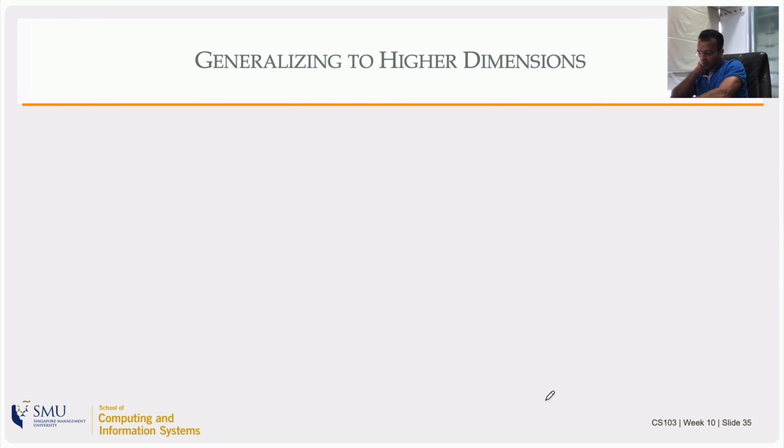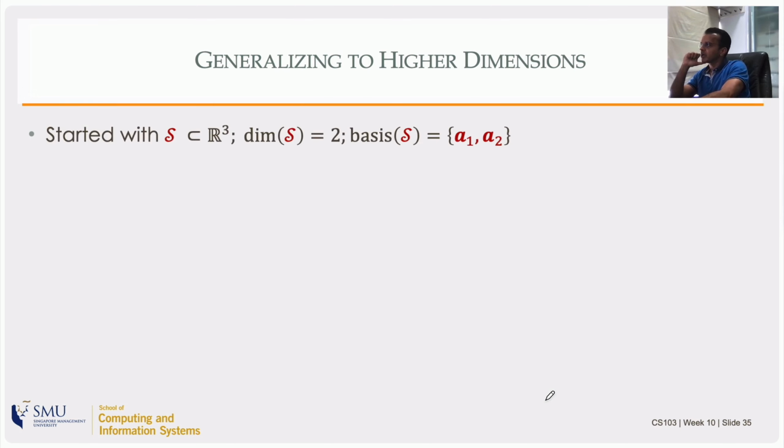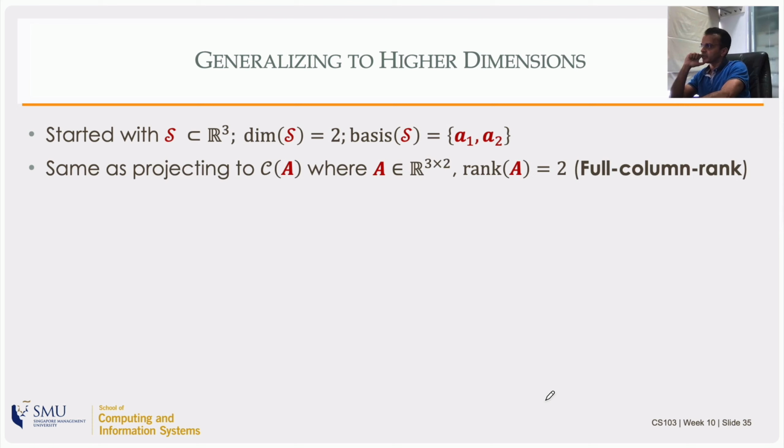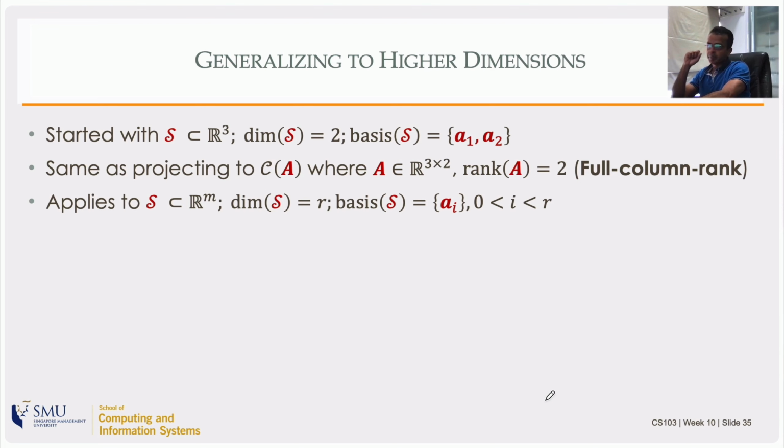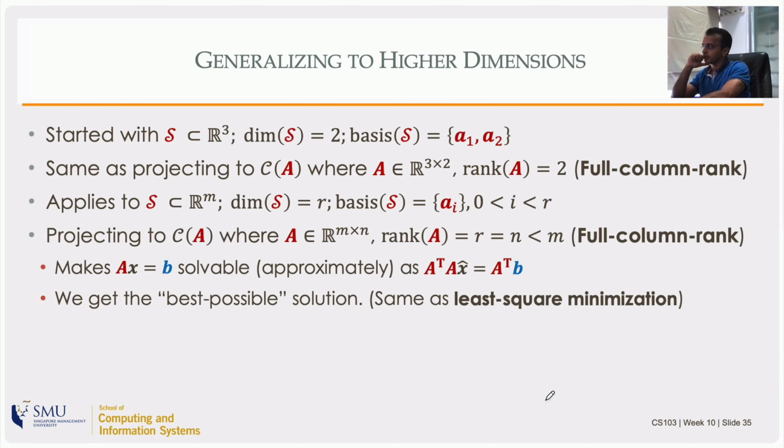Quite neat. So now we were working with a two-dimensional subspace in 3 dimensions, but we can actually generalize this. This is actually the same as projecting to the column space of A, where A was a 3 by 2 matrix, a full column rank tall matrix, but it applies to any matrix that is full column rank with more rows than columns.